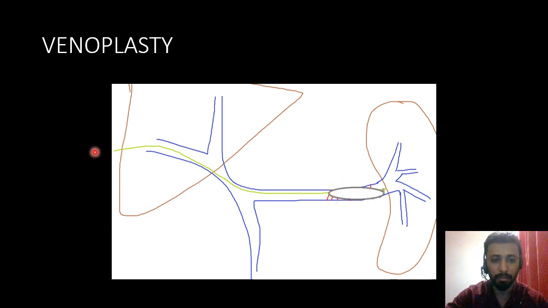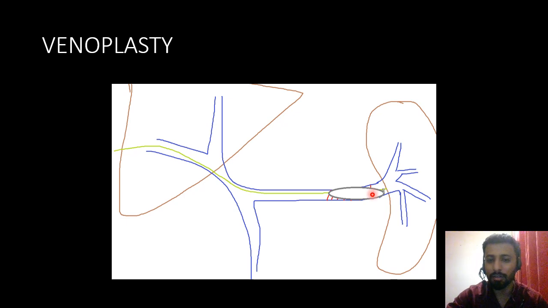So we will send a balloon through the wire, over the wire, and then we inflate the balloon. Approximately a 10 mm balloon is what we use for a splenic vein. We use a 10 mm balloon, inflate it for a prolonged duration because it is fibrotic. This balloon will open the vein. So this will bring about recanalization of the vein.